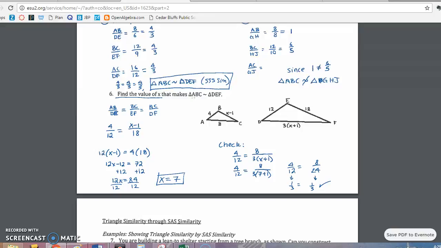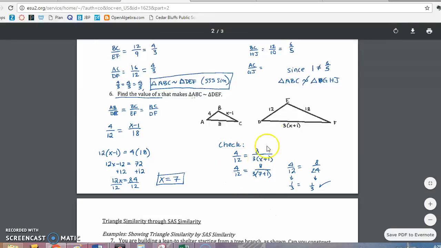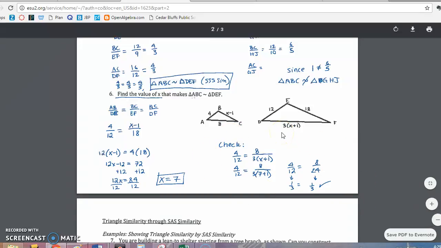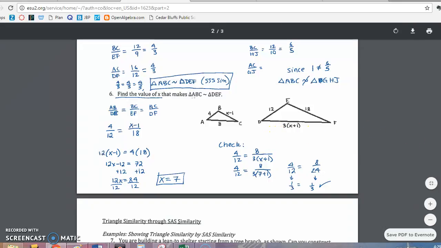So if I found the value of x, then I'm done. Now over here, we see a check. All I've done is plug that value of x into the third ratio, which was AC over DF, to check and make sure I still get simplified down to the same number, and I do. You don't have to do the check in the homework problems, but you can if you would like to verify that your value is still correct.